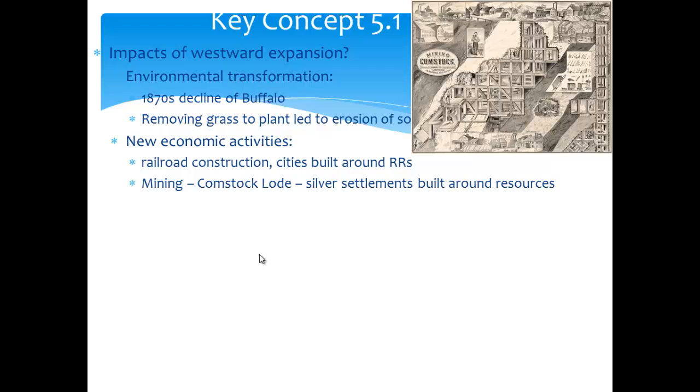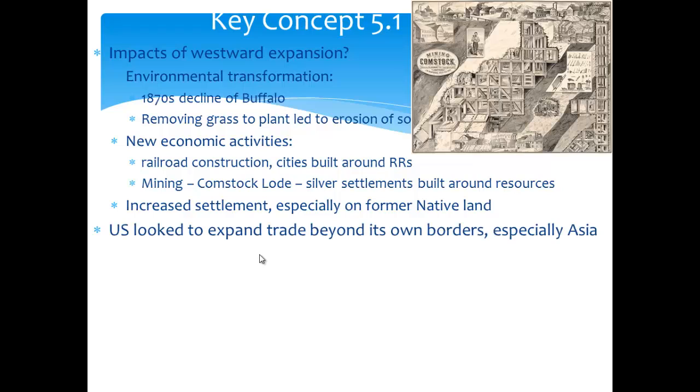Mining also helped transform the environmental landscape, and it was also a new economic opportunity, particularly Comstock Lode in Nevada. Comstock Lode was an area where there was an incredible amount of silver, and we'll see that settlements are built around resources, as you can see in this picture there. Increased settlement occurred especially on former native land. We'll see, sadly, for Native Americans, they are pushed further and further west and further off their own lands.